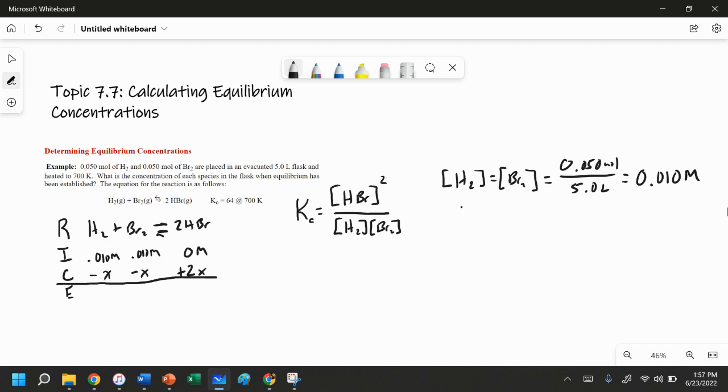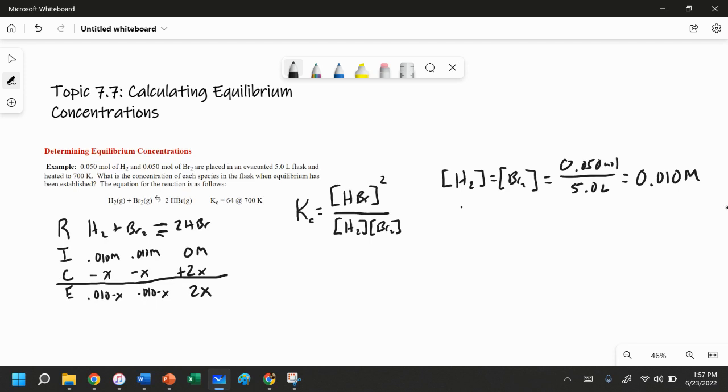For equilibrium concentrations, we're just going to do the math. 0.010 molar minus x, 0.010 molar minus x, and 0 plus 2x is 2x. So these are our equilibrium concentrations. So we need to solve for x so that we can actually solve for what these concentrations are.